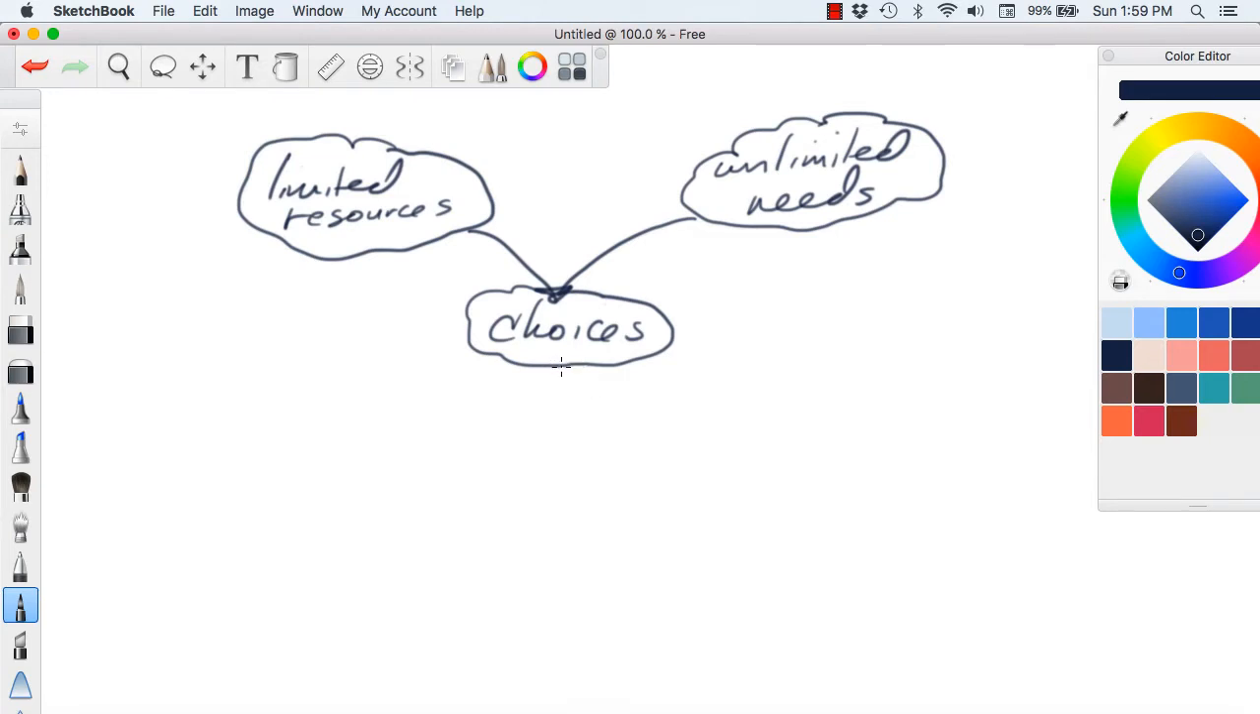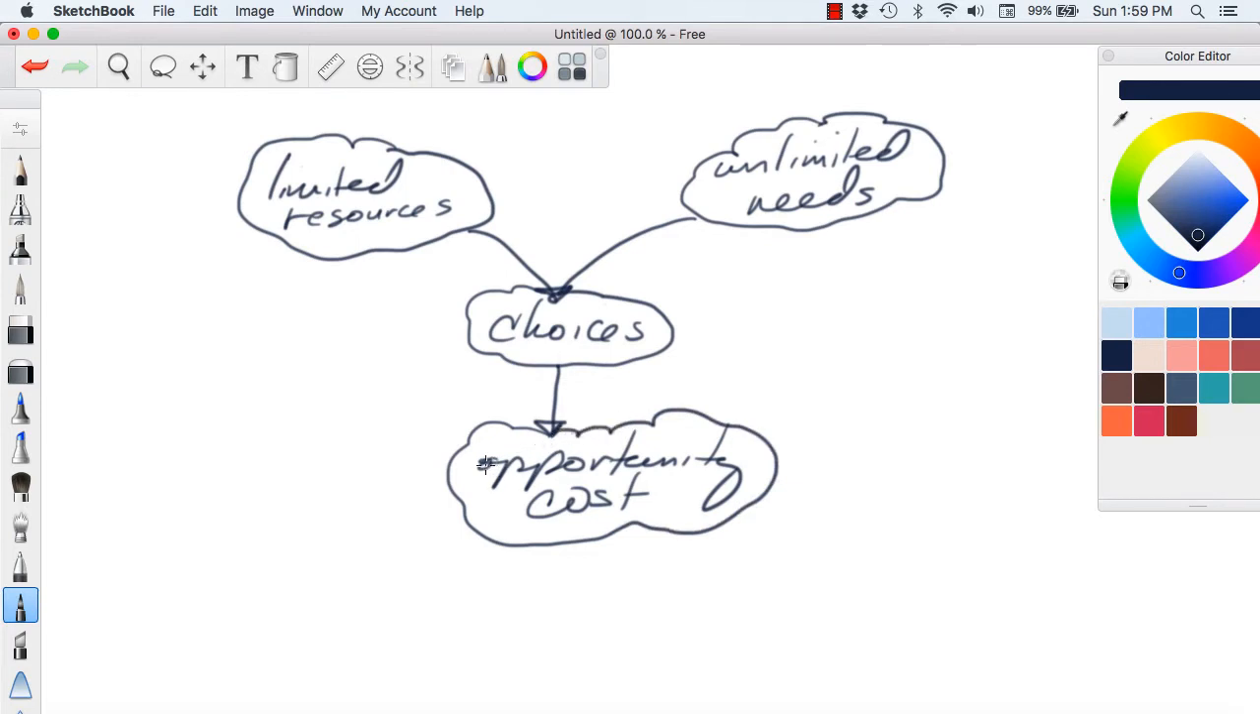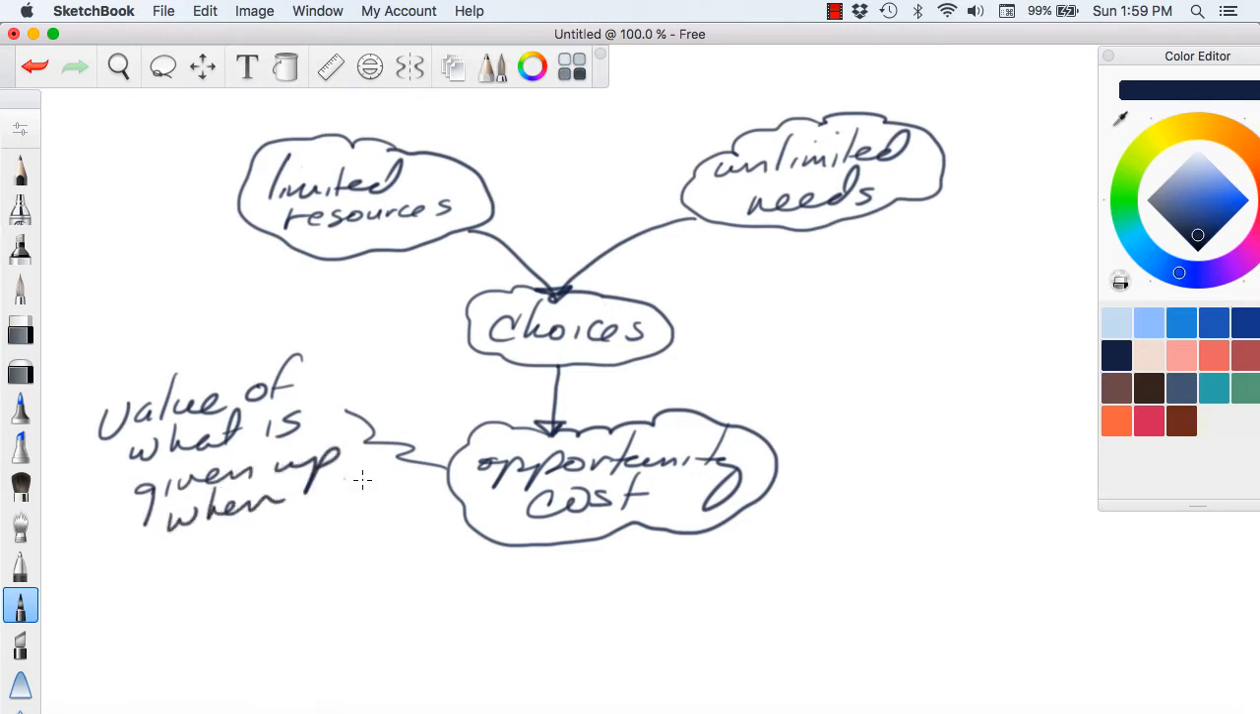All right, so we live in a world of scarcity, and in this world of scarcity, we have to make choices all the time. And when we make choices, we incur what is called an opportunity cost. Opportunity cost. Now, this word is one of the more, I think, misunderstood terms in economics and really in the world. So let's go ahead and explain or define this. The opportunity cost is the value of what is given up when a choice is made.